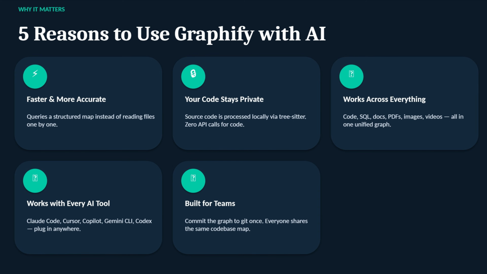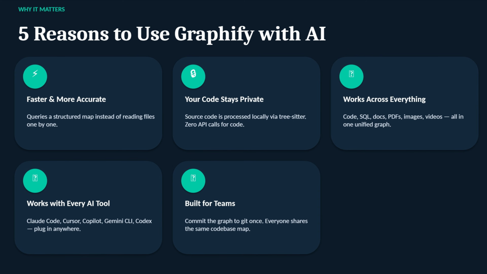Second, cross-project awareness. Graphify handles everything. Code, SQL schemas, Markdown docs, PDFs, even YouTube videos and audio files. Your AI can reason across your entire knowledge base and not just source files. Third, privacy. Your code never leaves your machine. Graphify processes it all locally. Only docs and PDFs go through an LLM API, and you choose which ones.